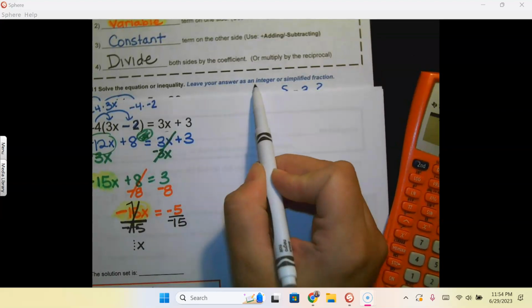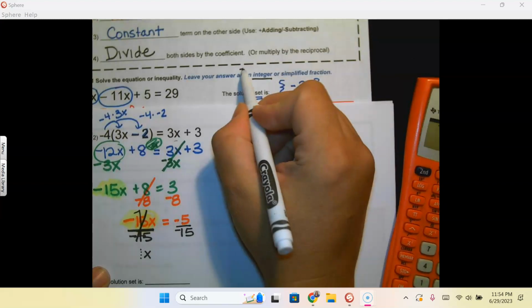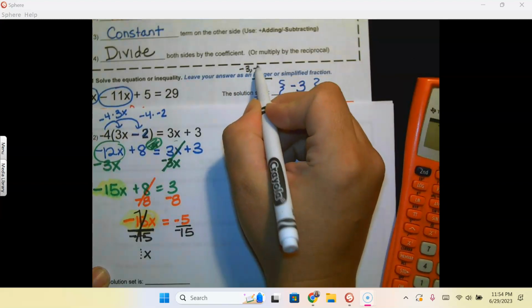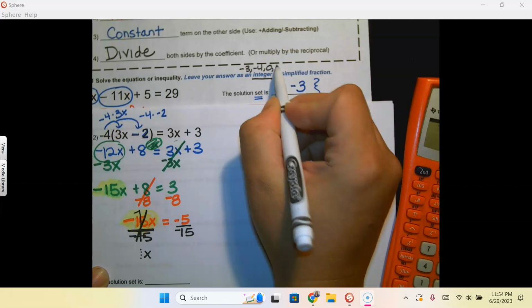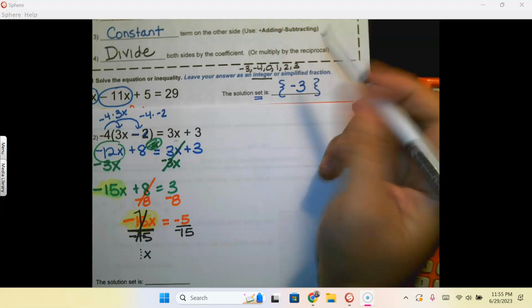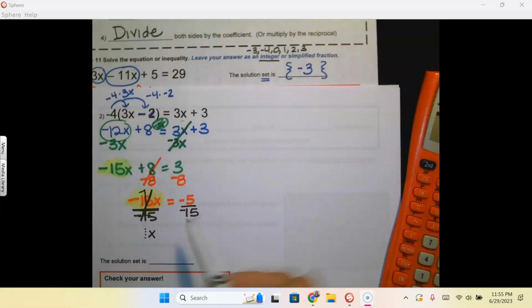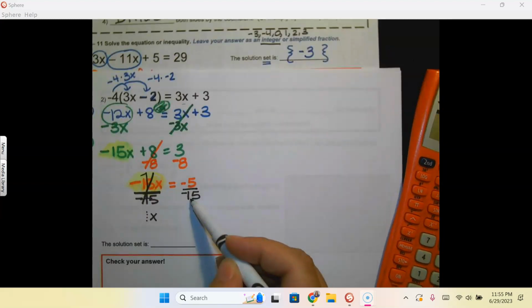In our directions at the beginning of our notes, it says leave your answer as an integer. An integer is the answer we got for the first problem, like -3. So an integer would be numbers like -3, -4, 0, 1, 2, 3. They're not decimals, they're not fractions. Since the first problem came out to be -3, that's called an integer. Now with this problem, 15 does not go into 5, so this is going to be a fraction answer.